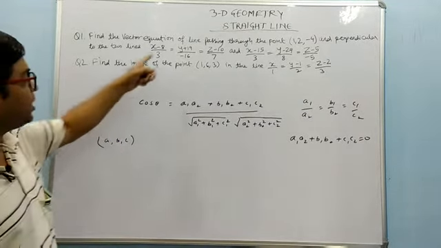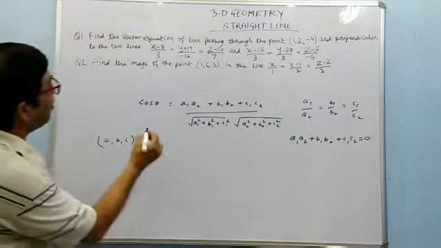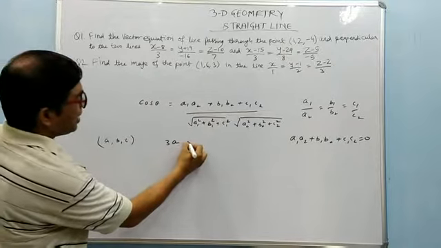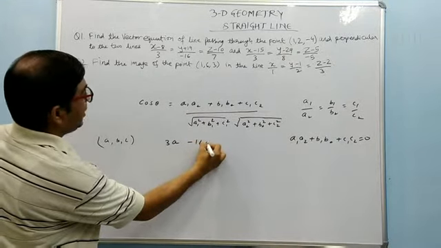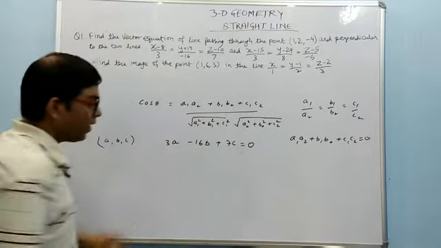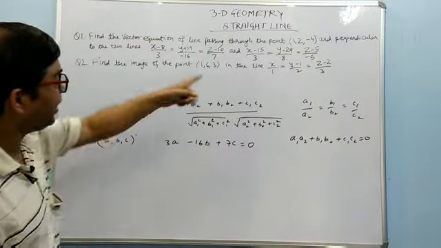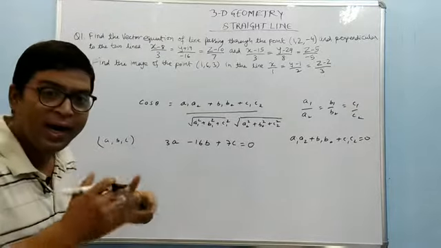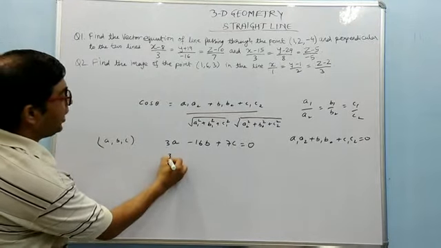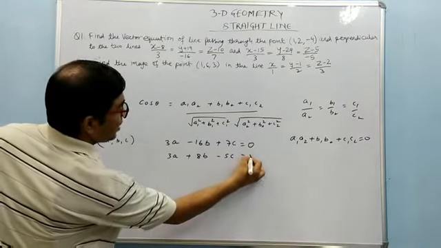Now the required line is perpendicular to this line, so we will apply this relation. It will come out to be a1 into a2, that means 3 into a plus minus 16 into b plus 7 into c is equal to 0. The condition of perpendicularity I have applied here. And the second line is here, and the required line is also perpendicular to the second line. So it will be 3a plus 8b minus 5c is equal to 0.